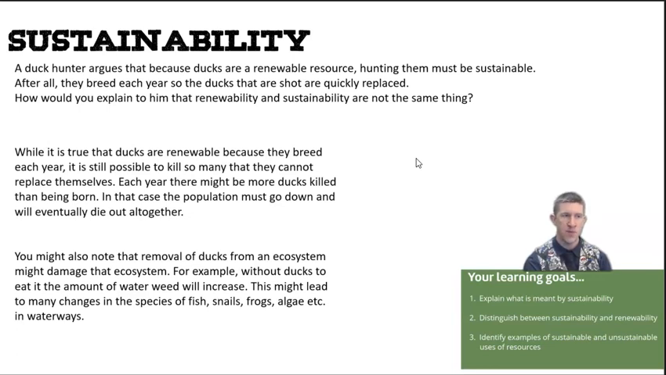On the other hand, though, you might note that the removal of ducks from an ecosystem could also damage that ecosystem. Something else might already be eating ducks that depends on it, and the ducks may contribute to an ecosystem where perhaps their manure breaks down in the water and bacteria feeds on it and things like that. So without the ducks to eat this algae or produce these kind of bacteria or fertilizers, this could lead to other changes in species. We might lose the fish, the snails, the frogs, the algae. All of these things could be affected in the waterway. So it's not directly the ducks themselves, but it's the effect that the ducks have on the rest of the ecosystem that is now causing the harm.